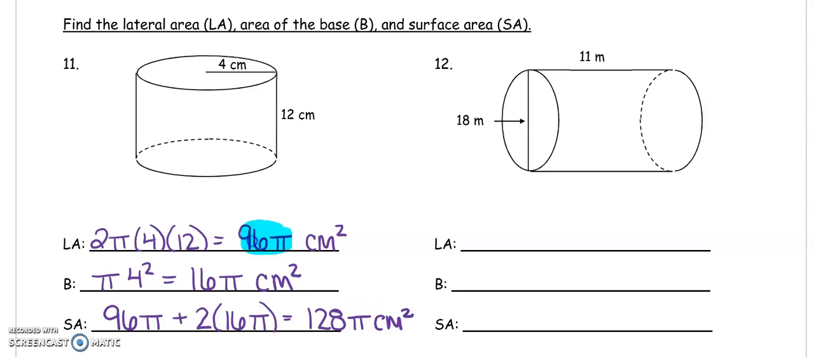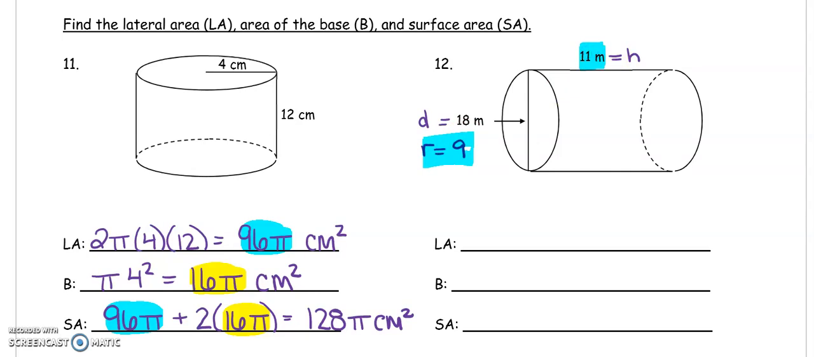So take a look. We found the 96 pi, we used the 96 pi. We found the 16 pi, we used the 16 pi. Let's try it again. Notice that this cylinder is now tipped on its side. You've got a base on the left, you've got a base on the right. The distance between those is the height. So 11 meters is the height here. We're also seeing that this 18 represents the diameter. Well, if the diameter is 18, that means the radius has to be 9. So the values that I'm going to be using here are 9 and 11 as I work through my formulas.